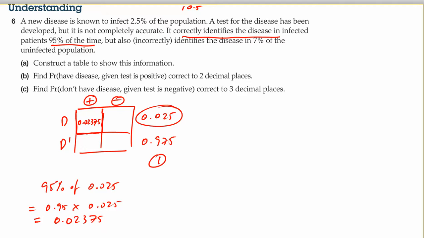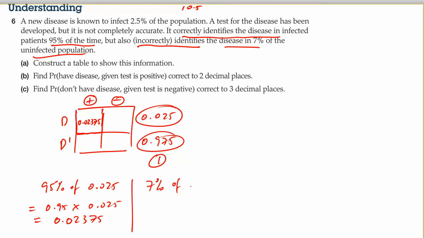Now, it also gives me another piece of information, because I can't fill in the rest of the table without it. It says that the test incorrectly identifies the disease in 7% of the uninfected population. So if you're uninfected, this test is somewhat inaccurate, and 7% of the time it will say you are infected. So there's a degree of error here.